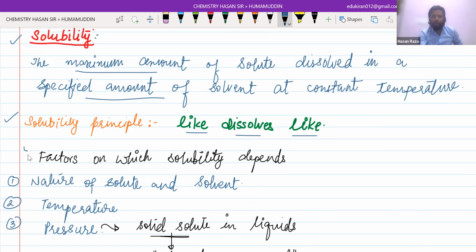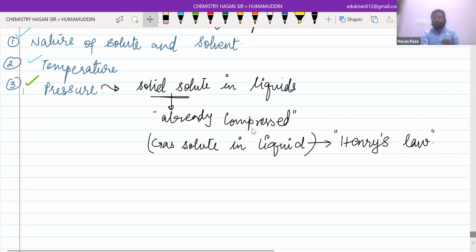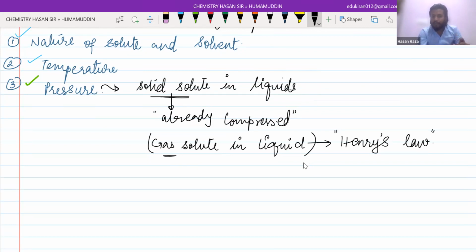Then we are going to talk about the factors on which solubility depends. The first one is nature of solute and solvent, and this is related to your like dissolves like. Then comes your temperature. Solubility also depends upon temperature. And then comes your pressure. But when you talk about pressure, you have to see the physical state of the solute. If the physical state of solute is solid, then there will be no effect of pressure. If the physical state of the solute is gas, then there will be an effect, and we will study this in Henry's law.